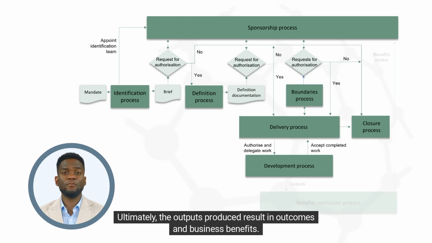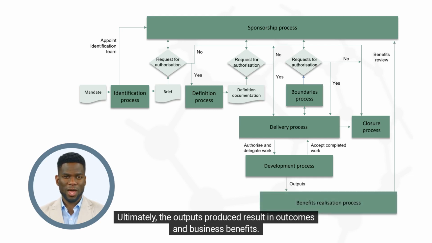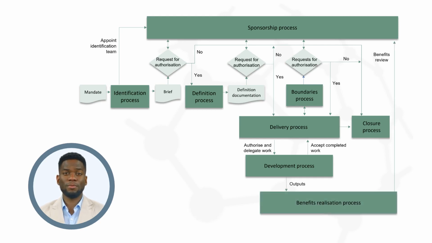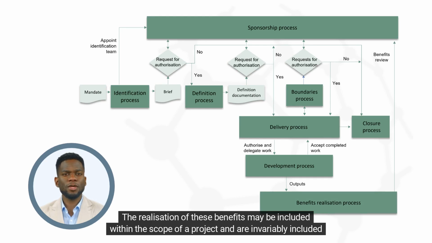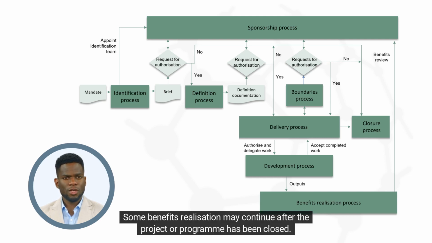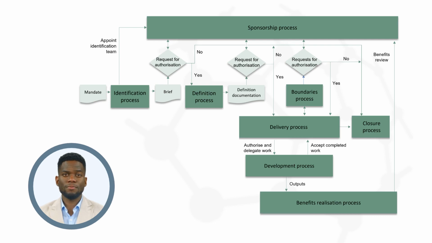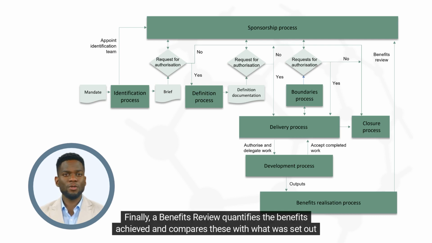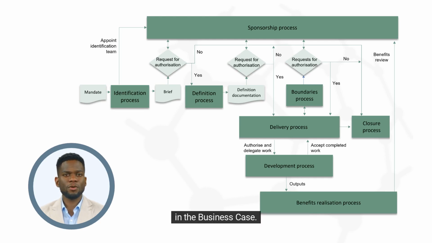Ultimately, the outputs produced result in outcomes and business benefits. The realization of these benefits may be included within the scope of a project and are invariably included within the scope of a program. Some benefits realization may continue after the project or program has been closed. Finally, a benefits review quantifies the benefits achieved and compares these with what was set out in the business case.